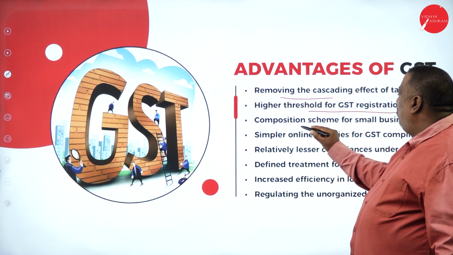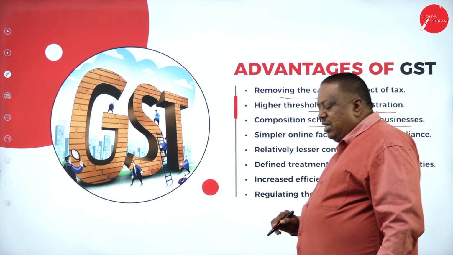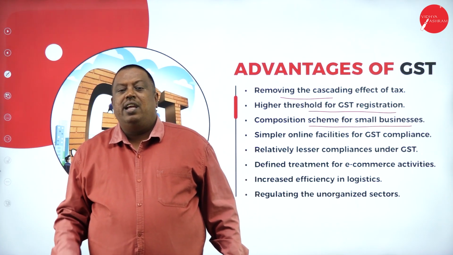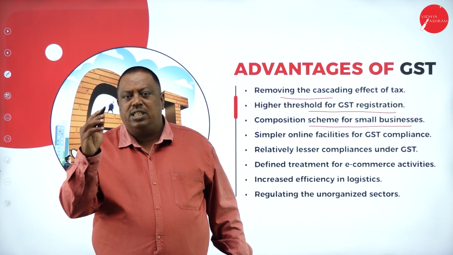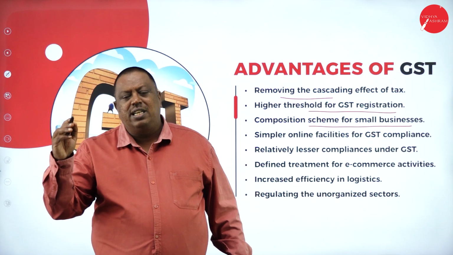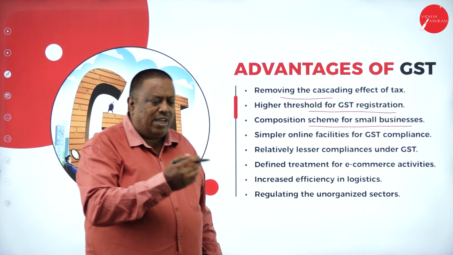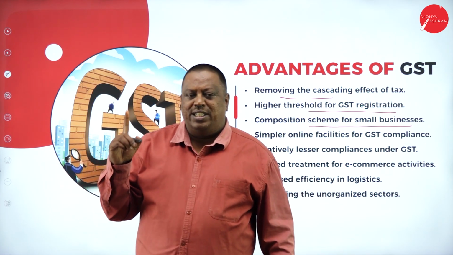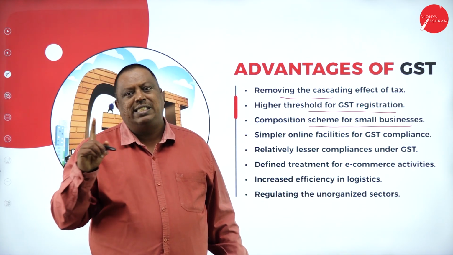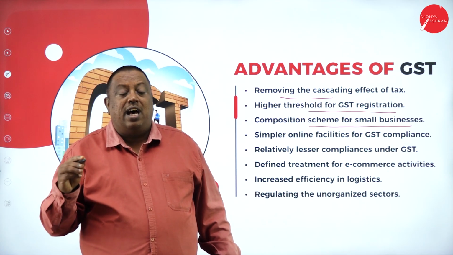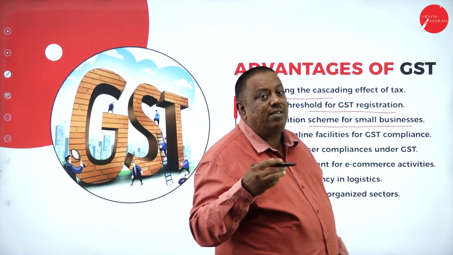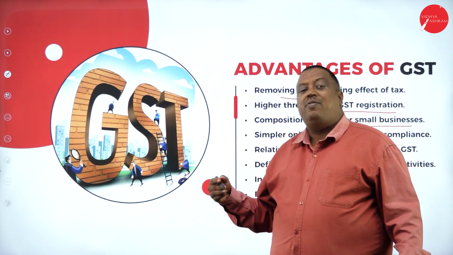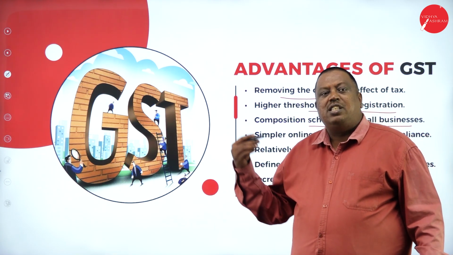Composition scheme for small businesses: they have made such a concept for small business people where, instead of 5%, 12%, 18% and 28%, if they opt for the composition scheme, it will be only 1%. So the GST rate will be only 1% on whatever sales they make. In the upcoming sessions, we are going to discuss in depth what the composition scheme is and how business people benefit from it.